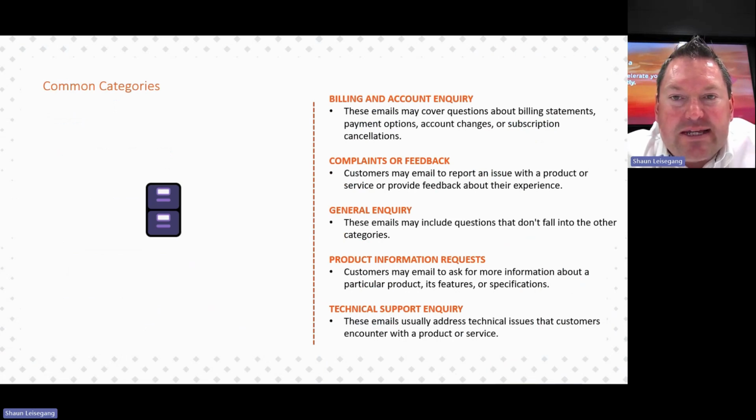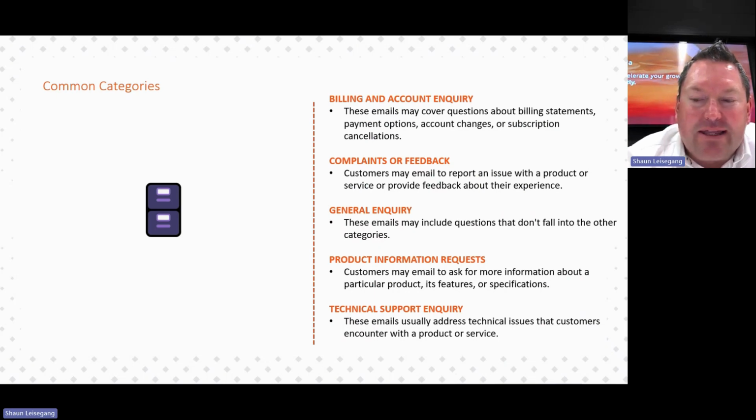So generally what we see is companies have different categories that they'd like to sort these emails into. These categories could be exactly what your business does. So maybe it's billing and accounts, or complaints and feedback, or general inquiries. Maybe it's invoices or purchase orders, or different things like that.